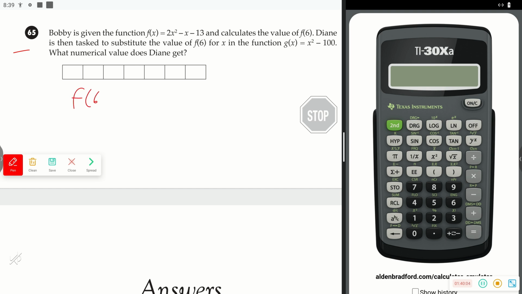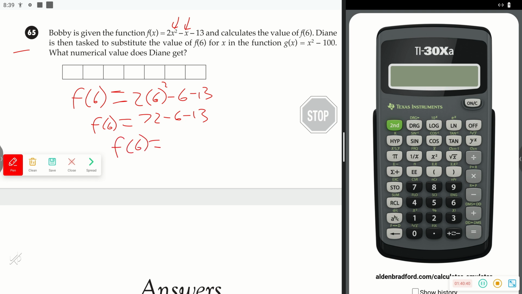We have f of 6 equals, so we have to plug a 6 in for these x's. So we have 2 times 6 squared minus 6 minus 13. 6 squared is 6 times 6, which is 36. 36 times 2 is 72. Minus 6 minus 13. 72 minus 6 minus 13 is going to be 53.